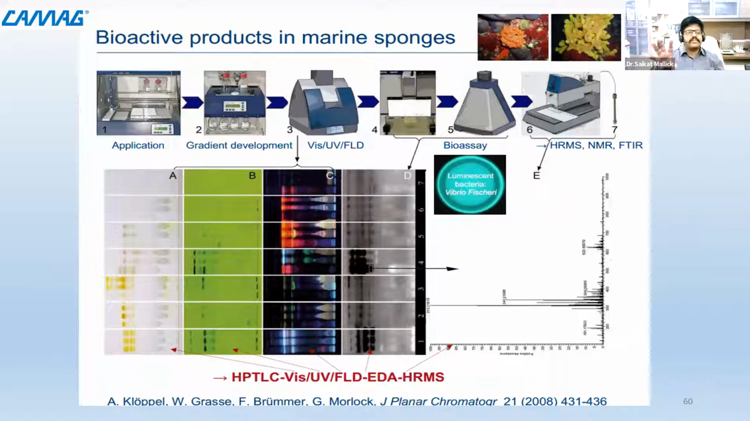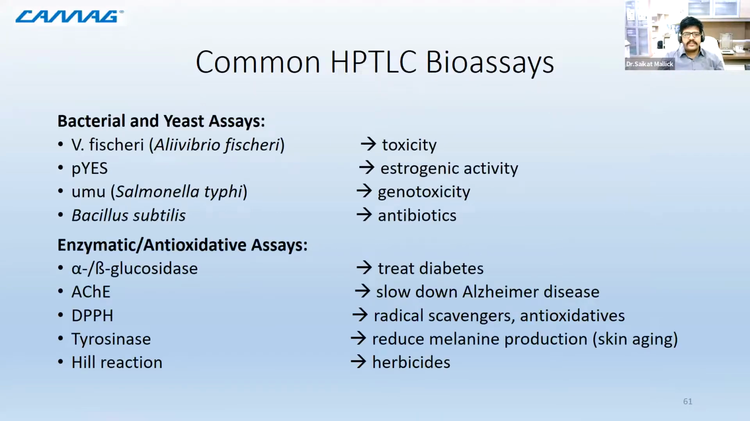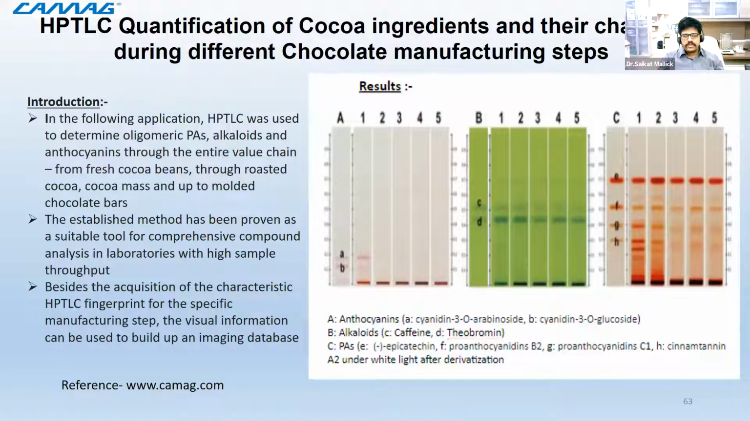This is a standard assembly of how it is required. You have an applicator, a gradient development visualizer, and then you have an immersion device where you dip the plate after the development is done and do the bioassay and get an investigation. So you can screen many samples. There are many assays. I'll just go ahead. I think I have missed a certain part.